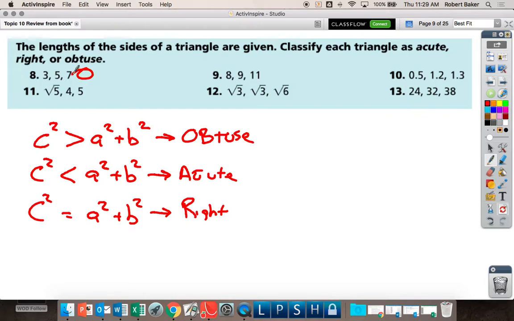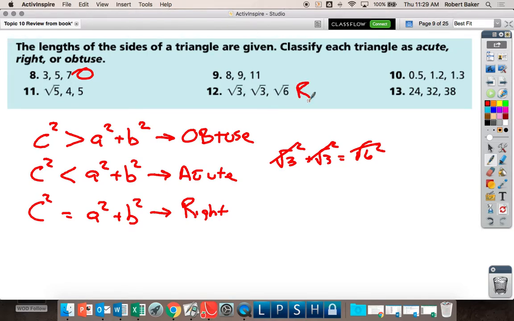Oh no. Oh, it is. What? It's a right triangle. Are you sure? Watch. Yes, because 3 plus 3 equals 6.